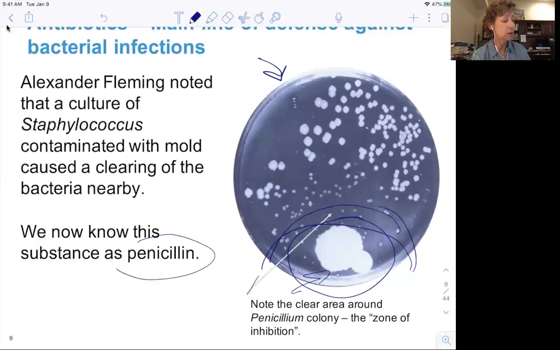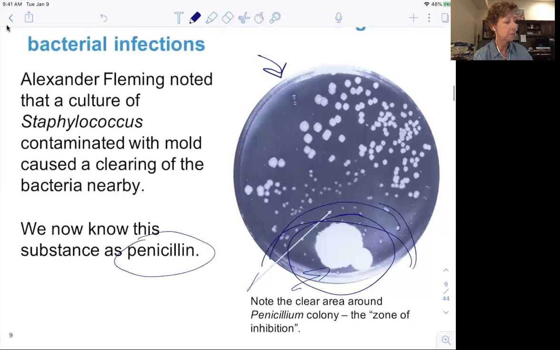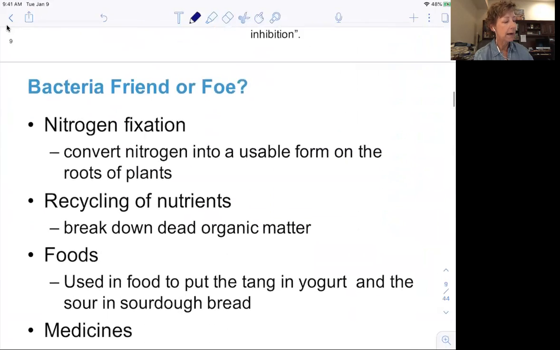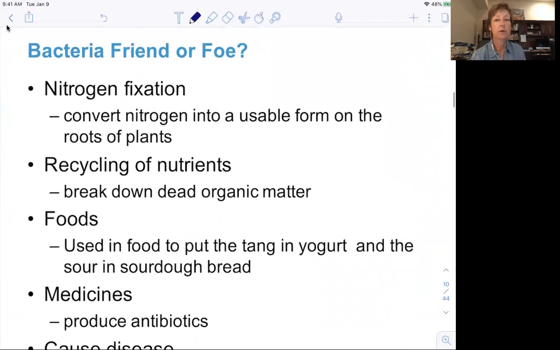So penicillin was a huge breakthrough, and that led then to the quest or desire to look for other types of antibiotics from other microorganisms. So I guess we can ask the question, are bacteria our friend or our foe? We know there are many very important things that bacteria do.